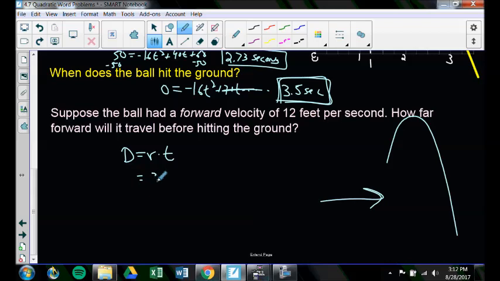The time is 3.5. The rate is 12, so it's 12 times 3.5, which is 36 plus 6 is 42. It goes forwards 42 feet. Once we find how long it's in the air and know how fast it's going, we can see how far forward it goes when it hits the ground.